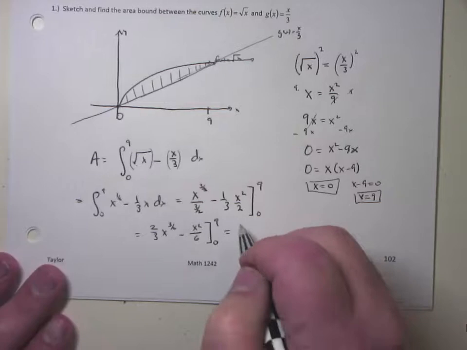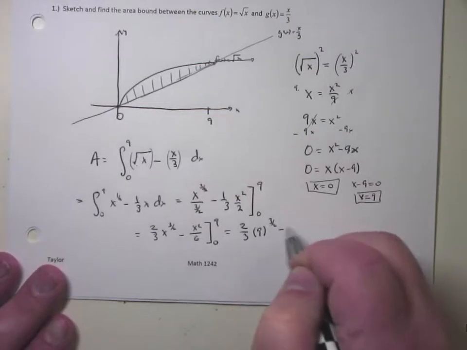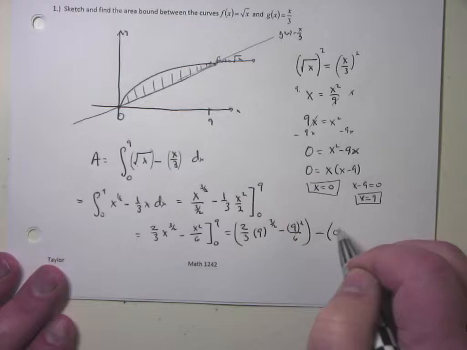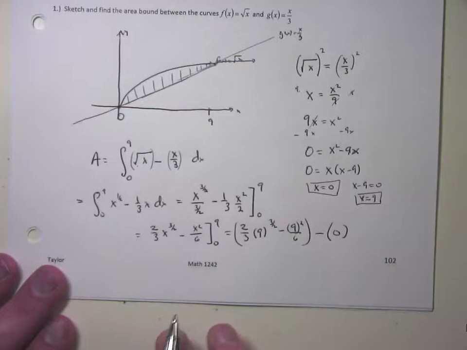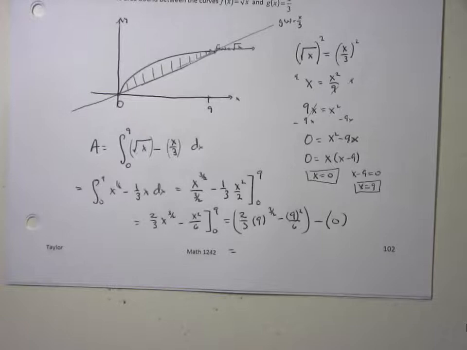So this is 2/3 times 9 to the 3/2 minus 9 squared divided by 6, minus plugging in bottom, but plugging in 0 is pretty nice. You pretty much get 0. So now, assume this was on a no calculator section of the old exam there. What is 9 to the 3/2 power?